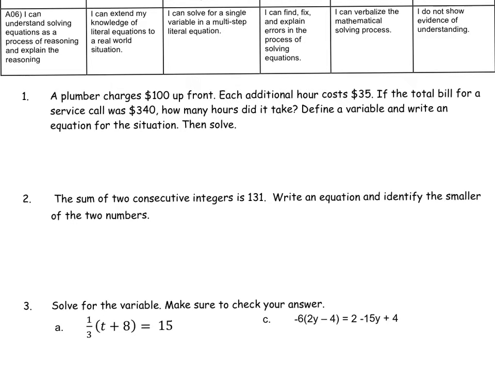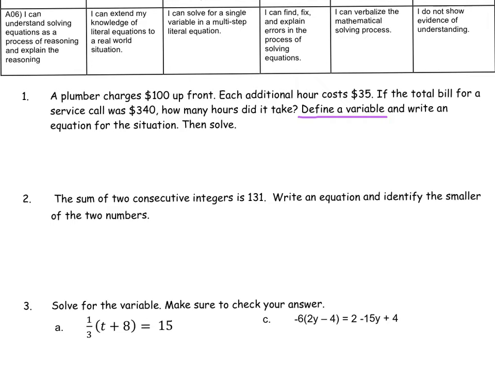The plumber charges $100 up front. Each additional hour costs $35. If the total bill was for $340, how many hours did it take? Define a variable. We talked a lot about this last year. Then write your equation, then solve.